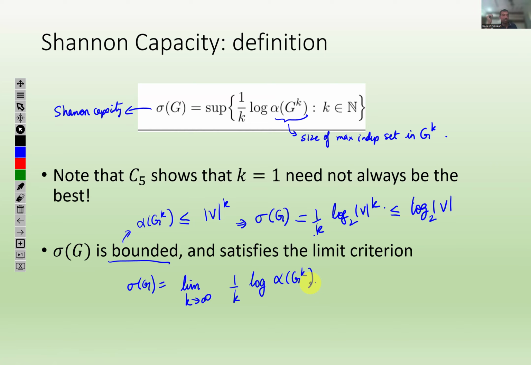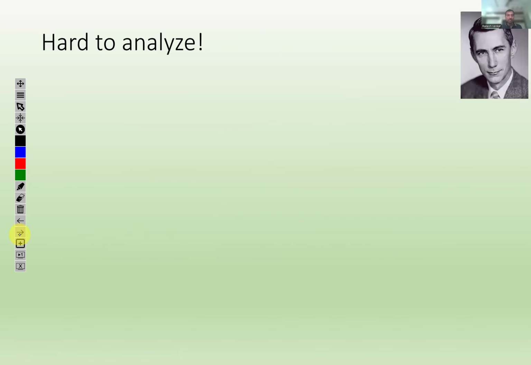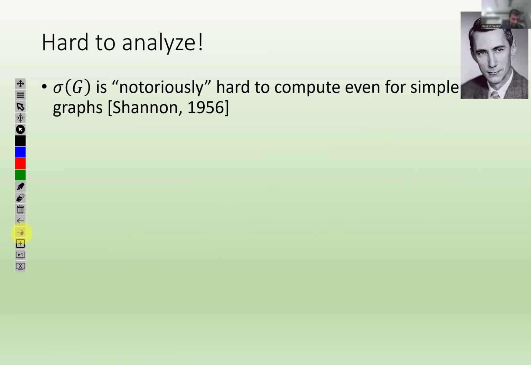Then you have alpha of G to the power k, which you want in order to plug into sigma of G. So you can guess already that computing Shannon capacity doesn't seem like an easy thing. And you're right in that respect. In fact, Shannon himself said that it's really hard to analyze when he introduced this in 1956. He said that it's notoriously hard to compute even for simple graphs.